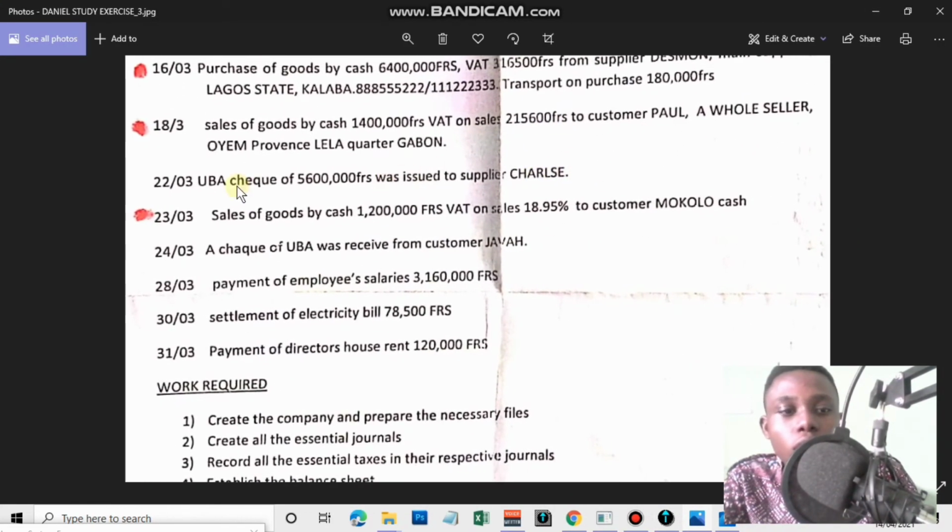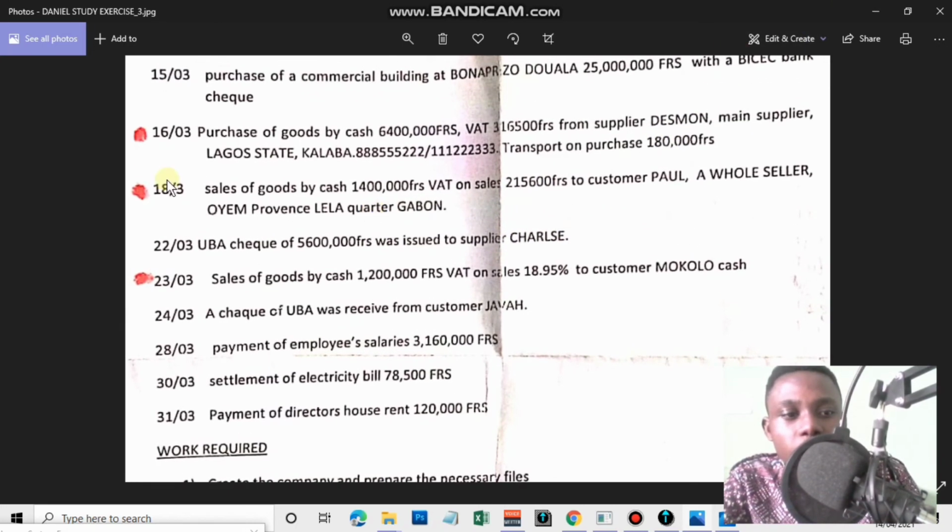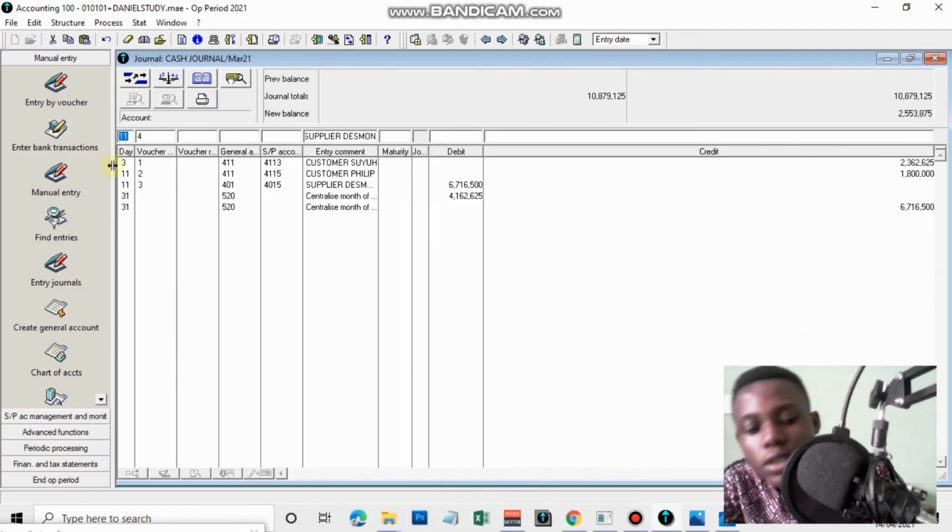Now the next one: UBA bank check 5,600,000 was issued to supplier Charles. So we finally paid supplier Charles on the 22nd. That's when we're actually going to record it, because before that, on the 18th, there was sales of goods by cash. Customer Paul made his payment before supplier Charles, which means customer Paul actually paid us before. So we're going to record him first, on the 18th.